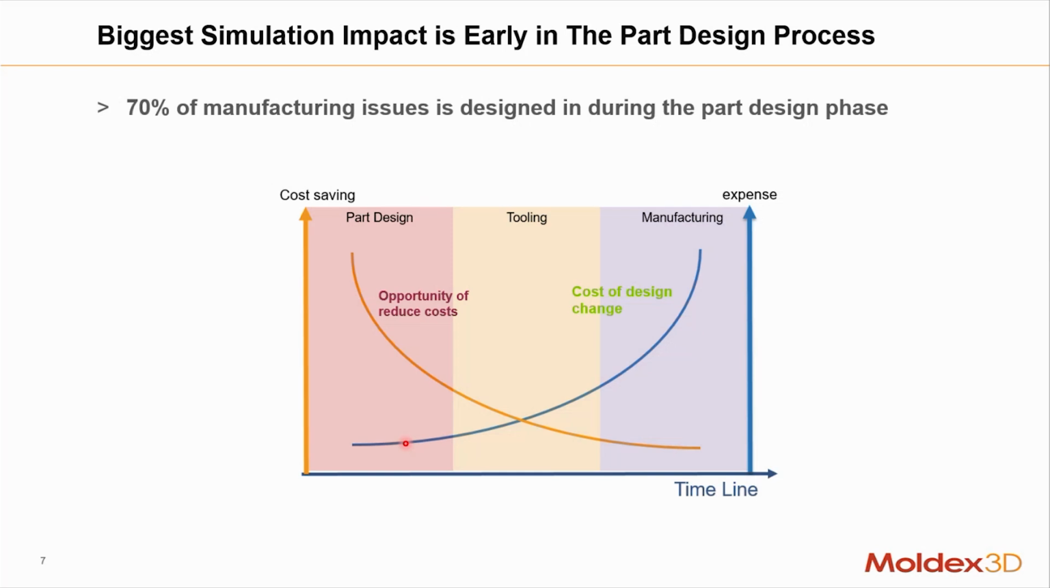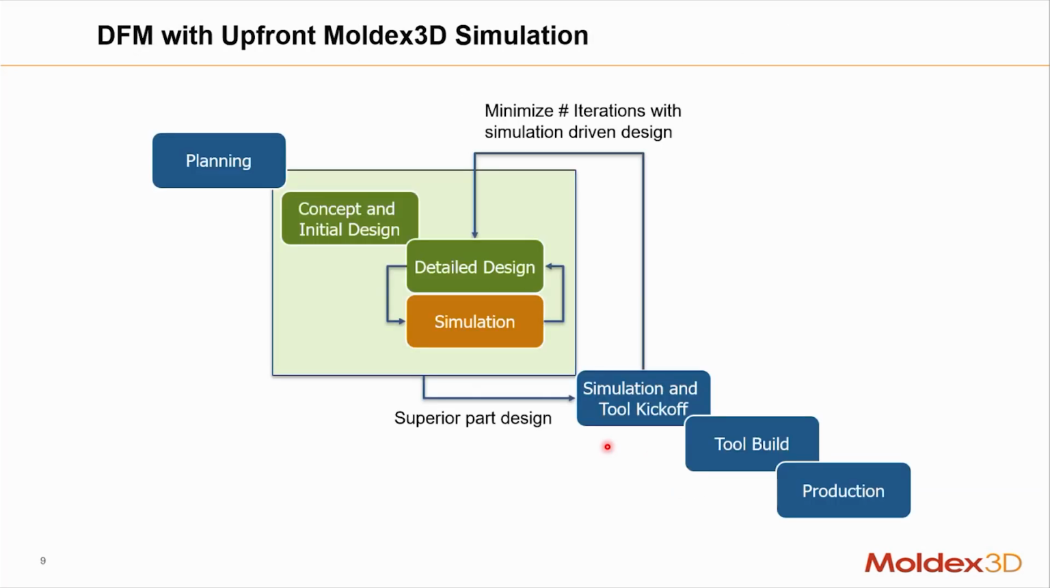If we are able to see those potential issues and solve them at the early part design level, then the tooling cost or manufacturing cost will be much less, and the timing will be shorter. That is why we are seeing more and more simulation run at the early part design level, doing more iterations on the part design. Once the part is optimized, the part design can be sent to the tooling group and start the tooling.